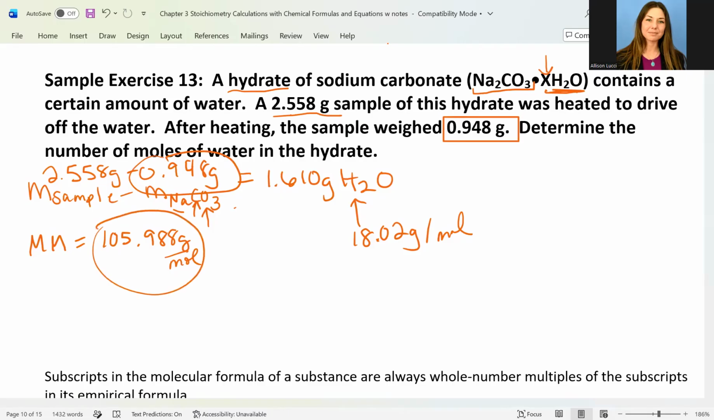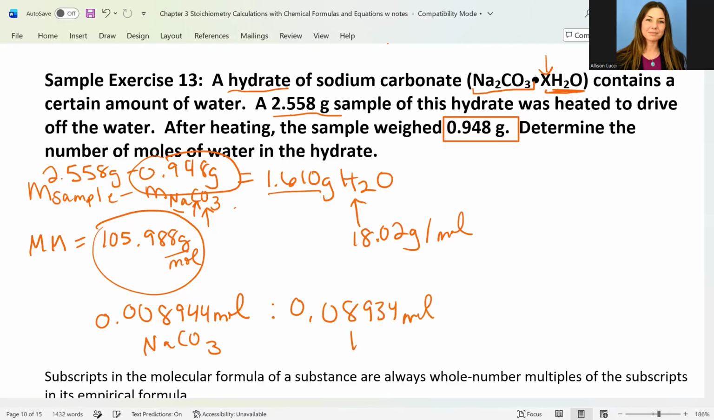So we take 0.948 grams of the sodium carbonate after heating, divide by the molar mass, and that gives us 0.008944 moles of sodium carbonate. So Na2CO3. And the ratio is to water here, 1.61 divided by 18.02 gives me 0.08934 moles of H2O. So we can see there's about a tenfold difference in the amount of moles of water to sodium carbonate.